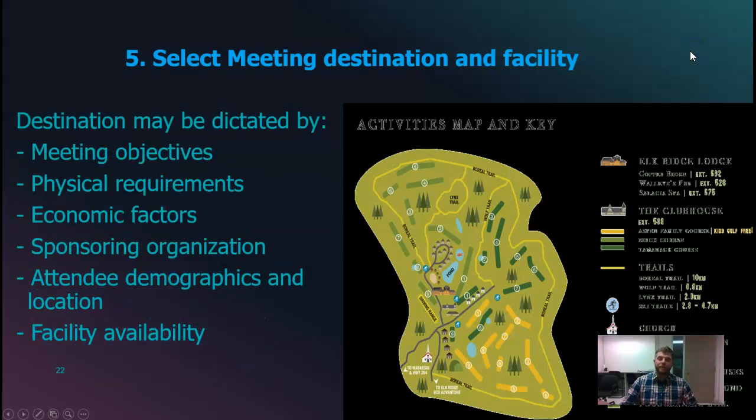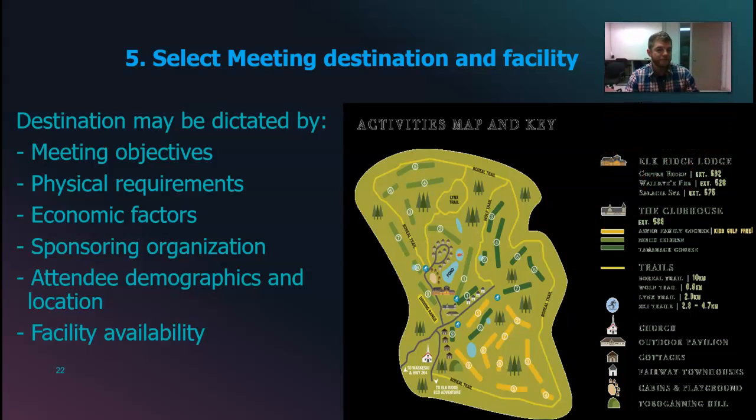And then finally, the fifth of the 6 steps, you are going to start selecting different places. This decision can be dictated by many different things. You might want to think about the meeting objectives and the physical requirements or economic factors. It could be more about sponsoring organizations. If sponsoring organizations have the bulk of their business and head office near a place, you might want to choose it so they can all attend. Again, the demographics of the people and the facility that's available.